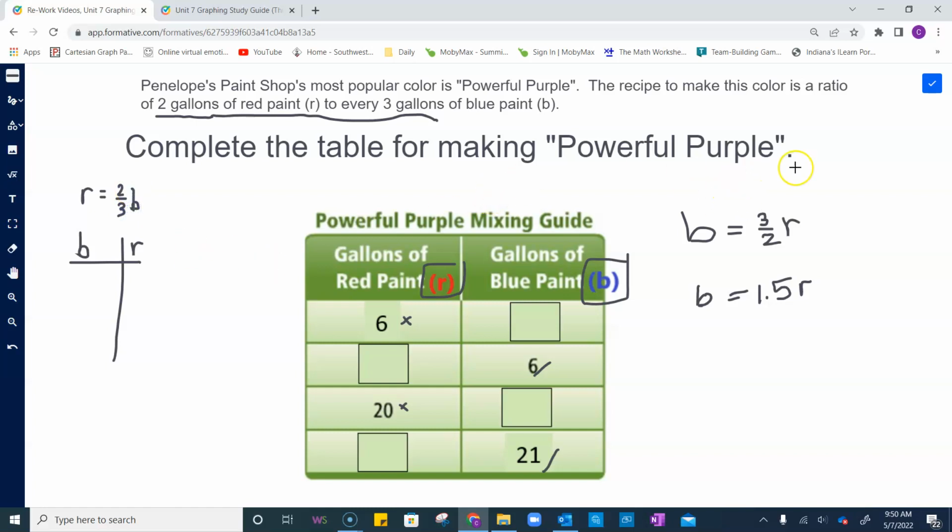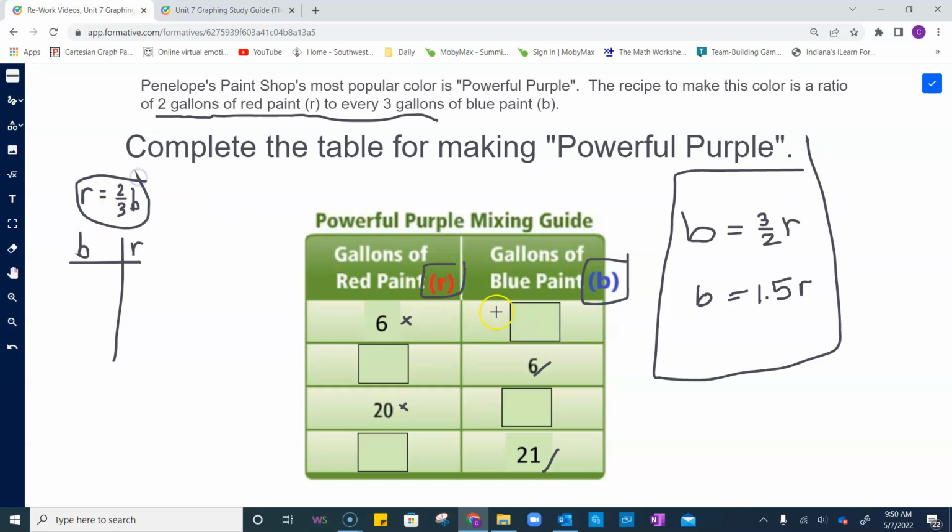But for this table, we are going to be using this relationship here, which is equivalent to this. We've just reversed it, inverse ops. So instead of multiplying blue by 2/3, we're going to multiply red by the reciprocal of 2/3, 3/2.